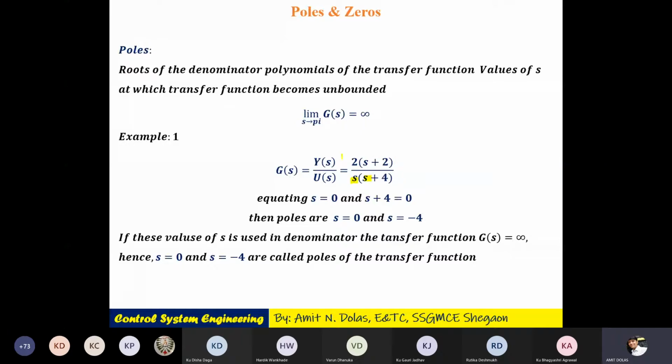then it will be some quantity divided by 0. Here, with s equal to 0, it will be 2 times 0 plus 2, that is 2, so 2 divided by 0 tends to infinity. So here the transfer function is unbounded. If these values of s are used in the denominator, the transfer function G of s will be infinity. Hence s equal to 0 and s equal to -4 are called poles of the transfer function.